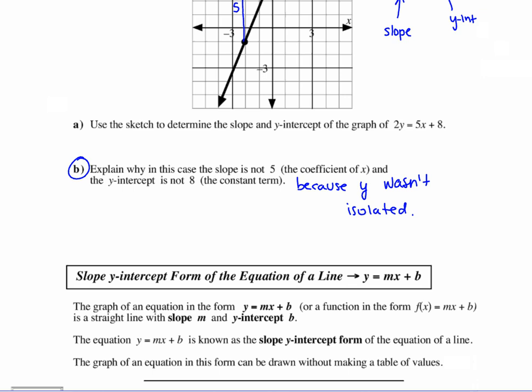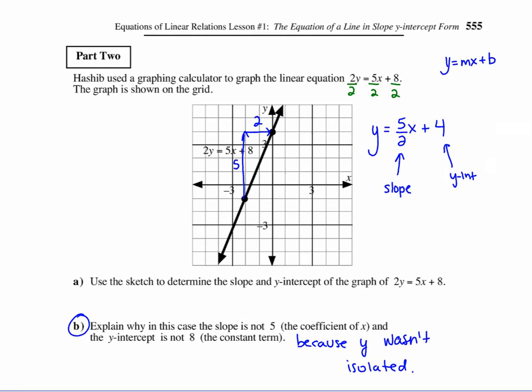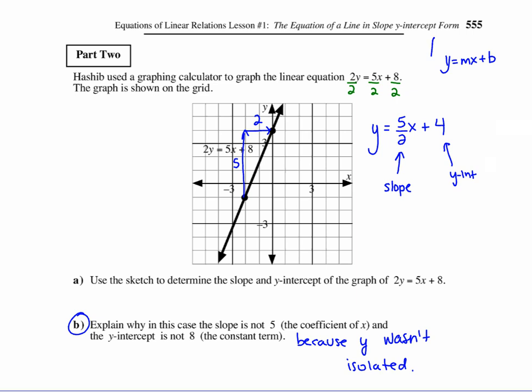Okay? And that's true for both of these. The y-intercept wasn't 8 because y wasn't isolated. It has to be y equals mx plus b. Y has to be by itself. Alrighty? Got it? Okay, let's look at the next page.